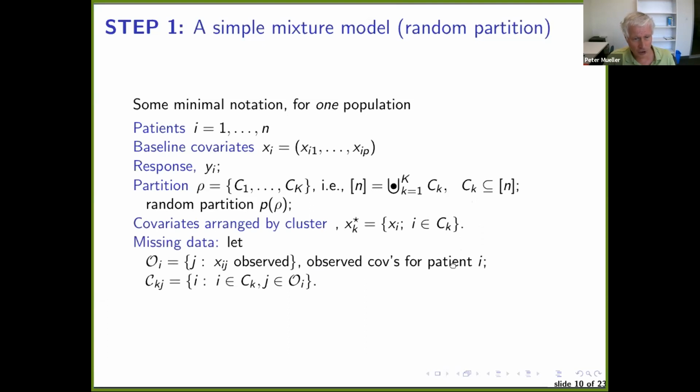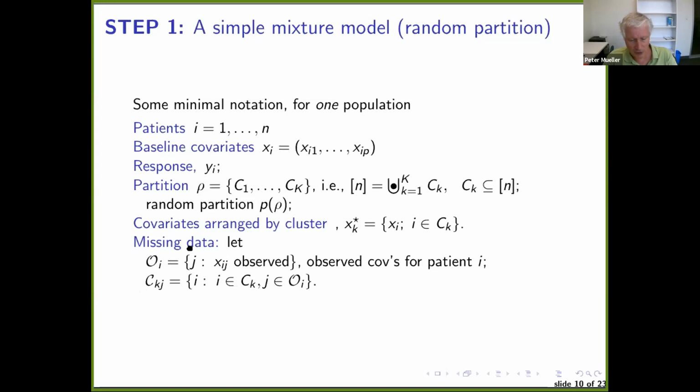And one more piece of notation, but that's it then already. I'll use script O sub i for the covariates that are available for patient i. I'll need it in the context of discussing missing variables. And script C sub kj describes the same thing, just seen from a different side. While script O sub i are the covariates that are available for patient i, script C sub kj are the patients in cluster k that have covariate j available. I'll point it out again when it pops up. Just remember script O and script C have to do with the missing variables.